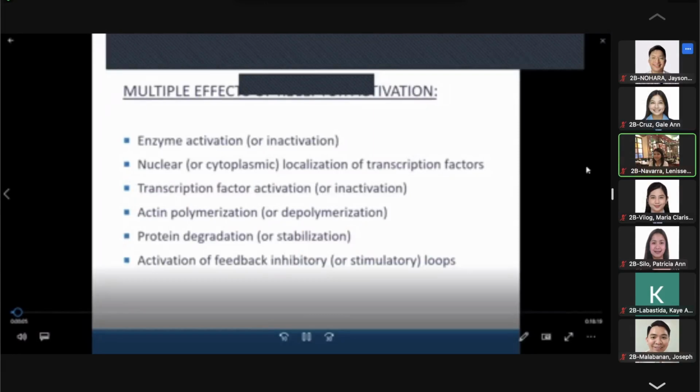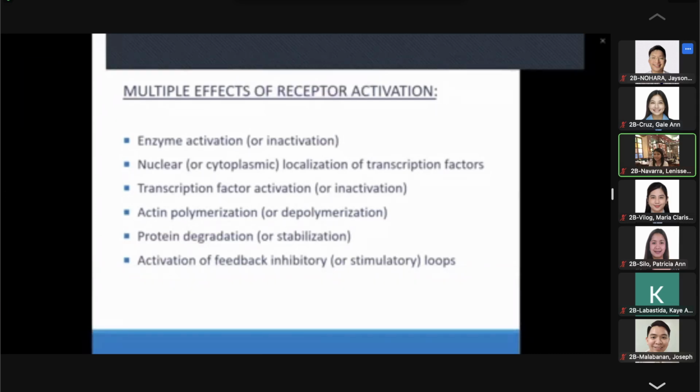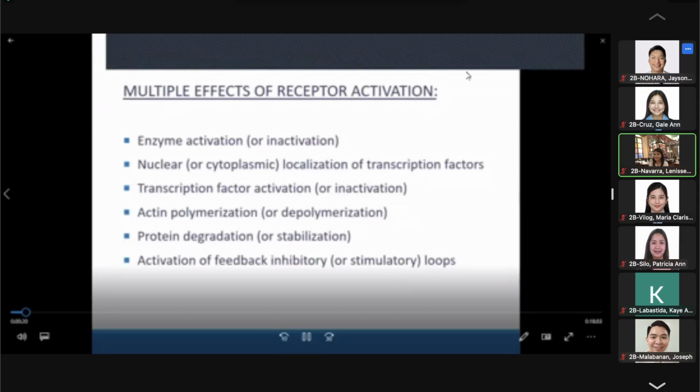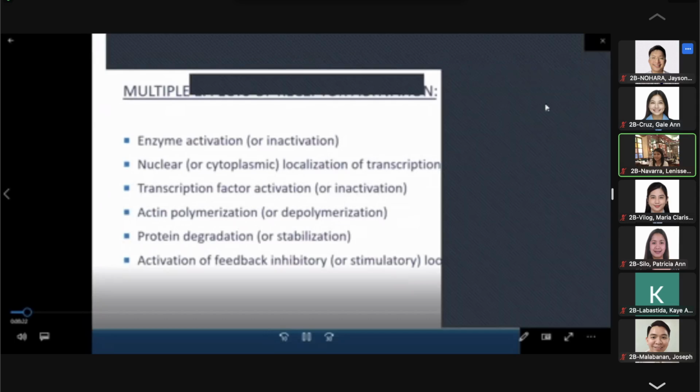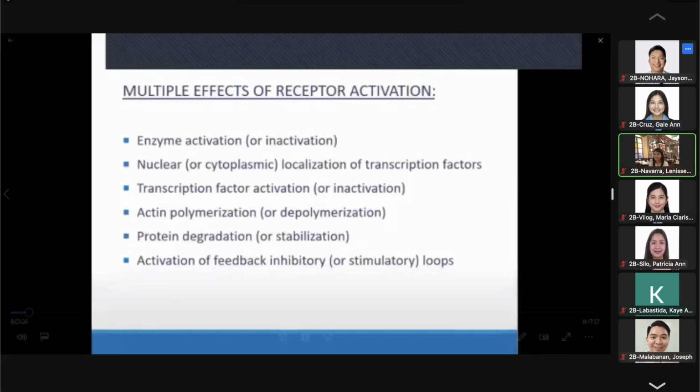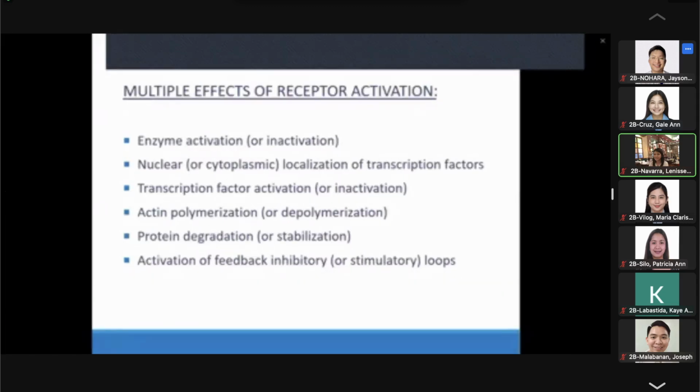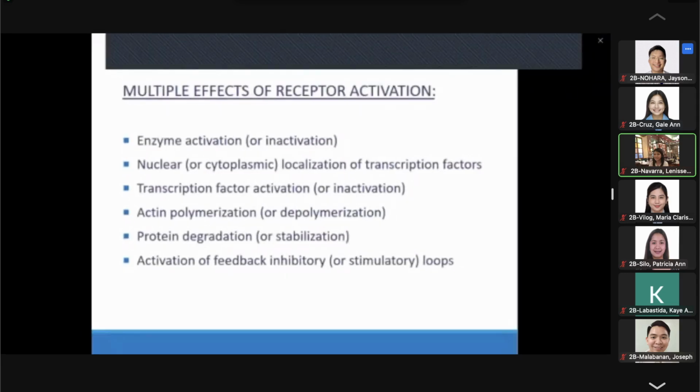So receptor activation triggers an orderly sequence of biochemical intermediates that ultimately leads to changes in gene expression. So these are the effects of receptor activation. We have enzyme activation or inactivation, nuclear or cytoplasmic localization of transcription factors, transcription factor activation or inactivation, actin polymerization or depolymerization, protein degradation or stabilization, and activation of feedback inhibitory or stimulatory loops.